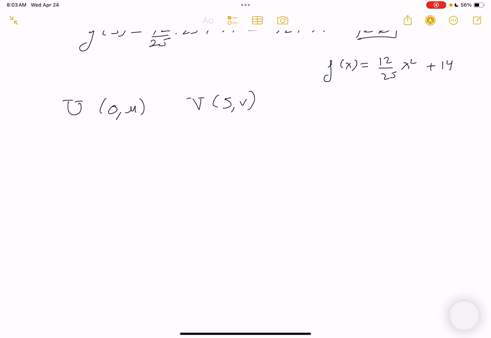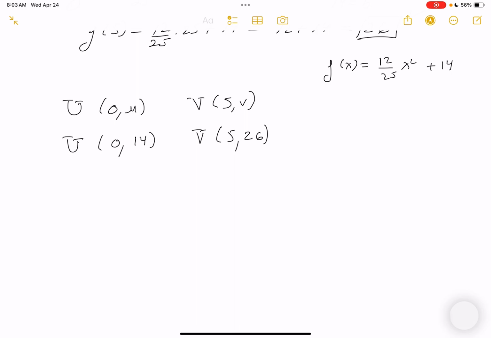And I could write these points down now. So U, let's take a look at that. Well, you're going to get a nice point over here. The 0 is really easy to plug in, by the way. What are you going to get? If I plug in a 0 there, I just get 14. That's not so bad. And V, that's at 5. Well, I just did that, right? That's 26. All right?